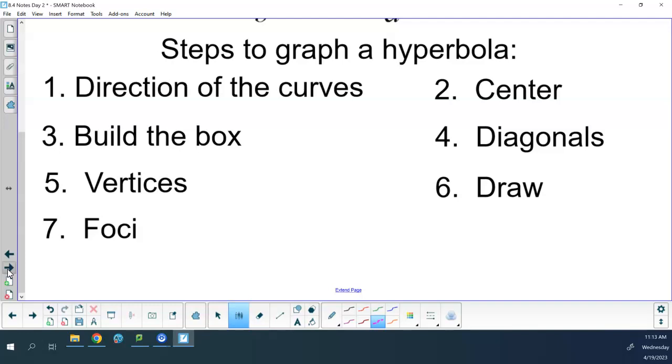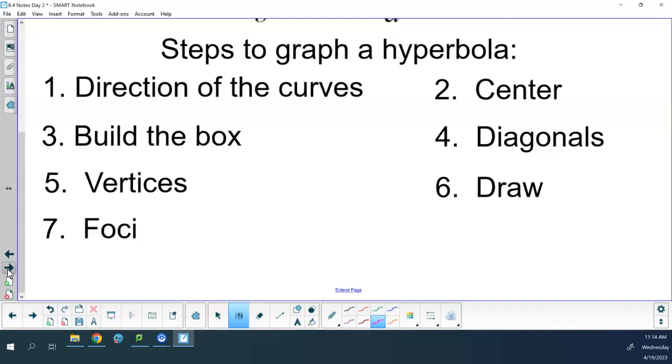The nice thing is that both of those diagonals go through the center of our hyperbola, and that the slope of them is either positive or negative b over a. We already know those because b was how far up and down we went to build our box, and a was how far left and right we went to build our box. So we've got that information already.